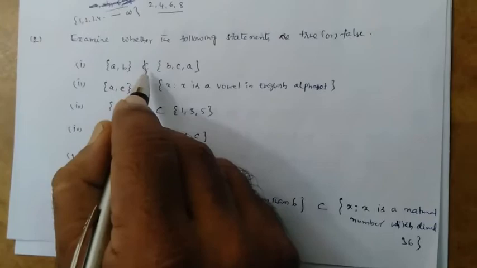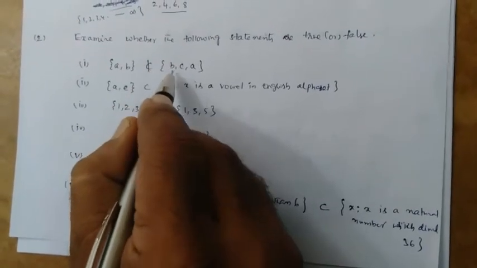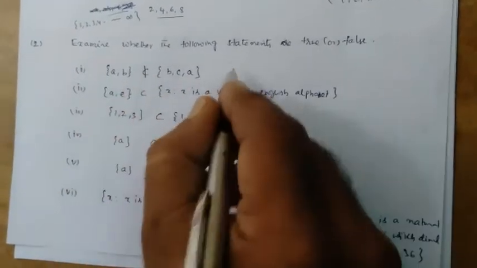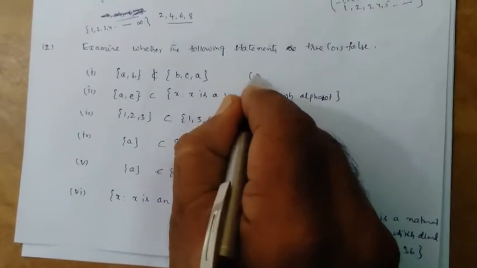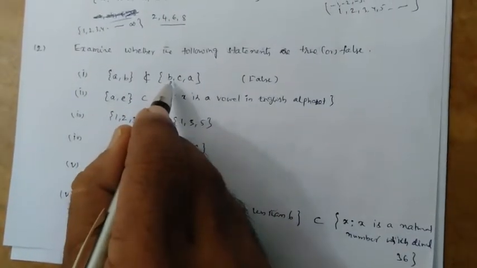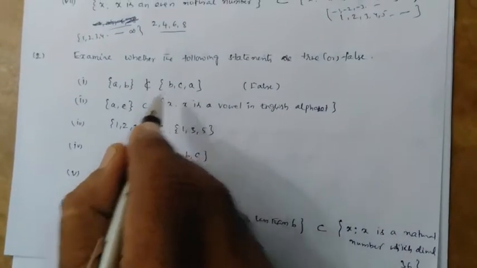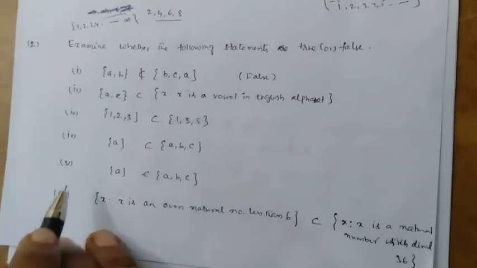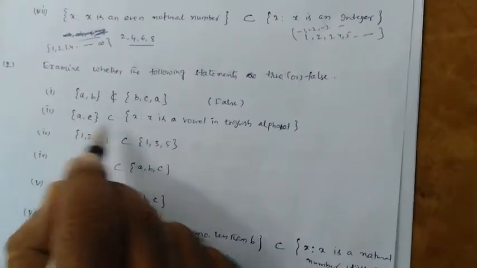AB is not contained in, or not a subset of, BCA. Clearly AB is a subset of BCA. That means it is a false statement. Right? AB is contained in BA actually. Here it is given not a subset, so it is a false statement. Similarly, I am coming to the second one.